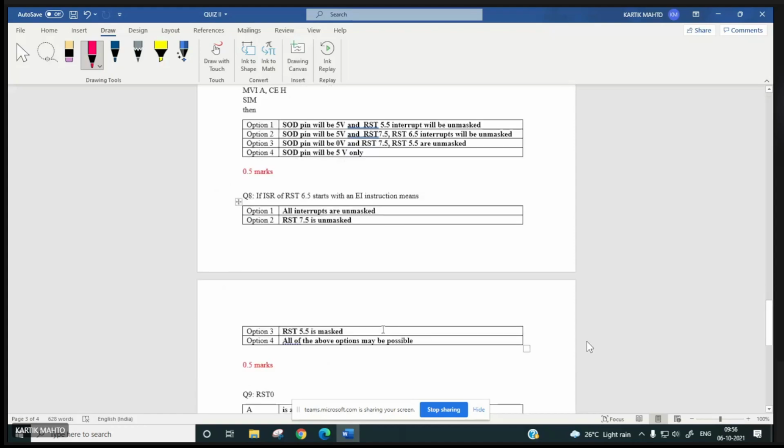Then the next question is, if the ISR of RST 6.5 starts with the EI instruction, what exactly does this mean? When the processor branches to the ISR of RST 6.5 and it starts with EI, it means that during this subroutine, a higher priority interrupt can interrupt the processor from this ISR. It means RST 7.5 is unmasked.